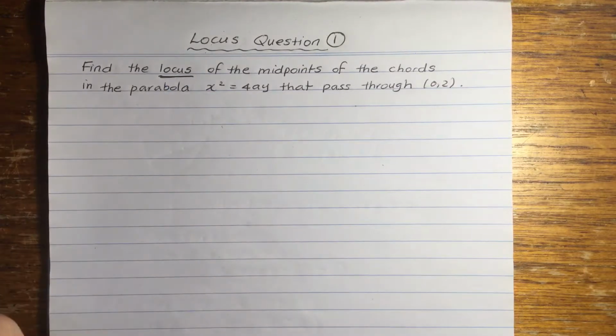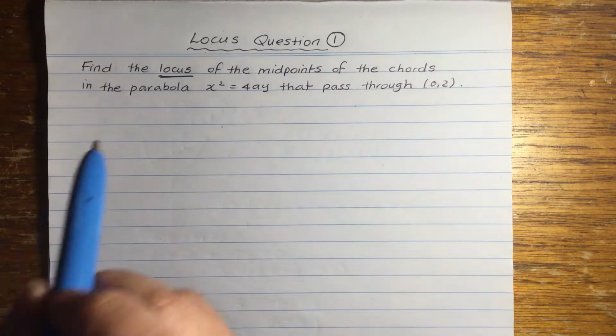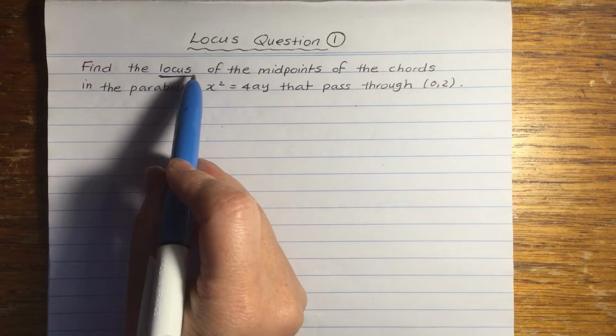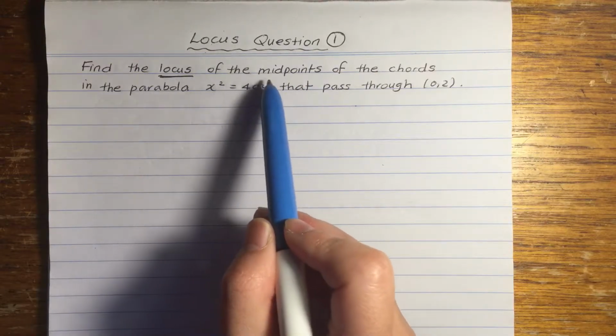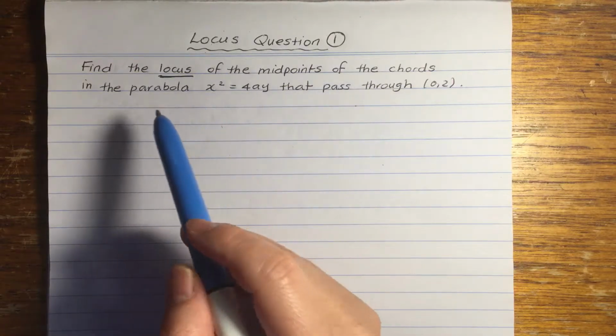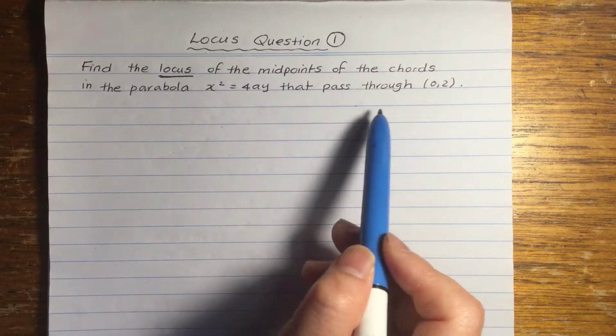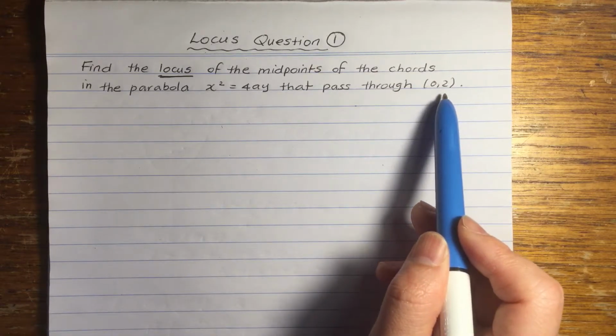Now, a locus is an equation in Cartesian form, which means the equation has x and y only, not p or q or any other terms. So we need to find the equation of the locus that involves the midpoints of the chords of the parabola, and which also pass through this point (0, 2).